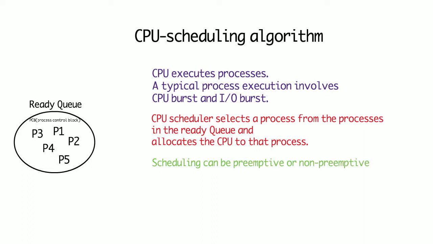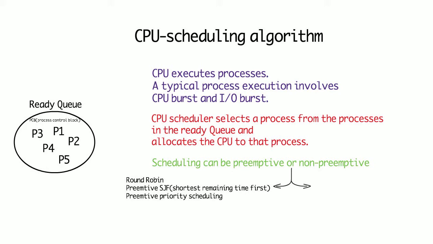In preemptive scheduling, the CPU is allocated to the processes for a limited time, and the executing process can be interrupted in the middle of execution when a higher priority process comes in. Examples of preemptive scheduling algorithms are round robin, shortest remaining time first, and preemptive priority scheduling.